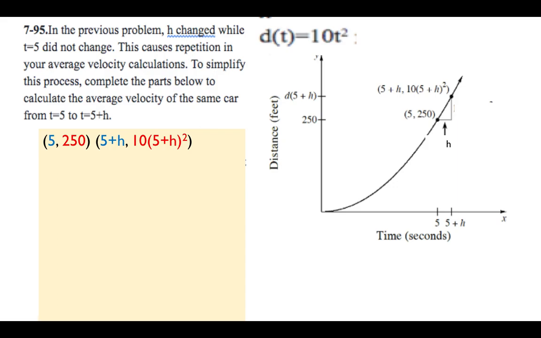All right, now because we don't have any h values here, we're going to try to create an expression for the average rate of change with h in our answer. At the end of this, we'll see the usefulness of it. So let's see. All right, now we have our two points. I'm going to go ahead and try to simplify this part. Take a look.